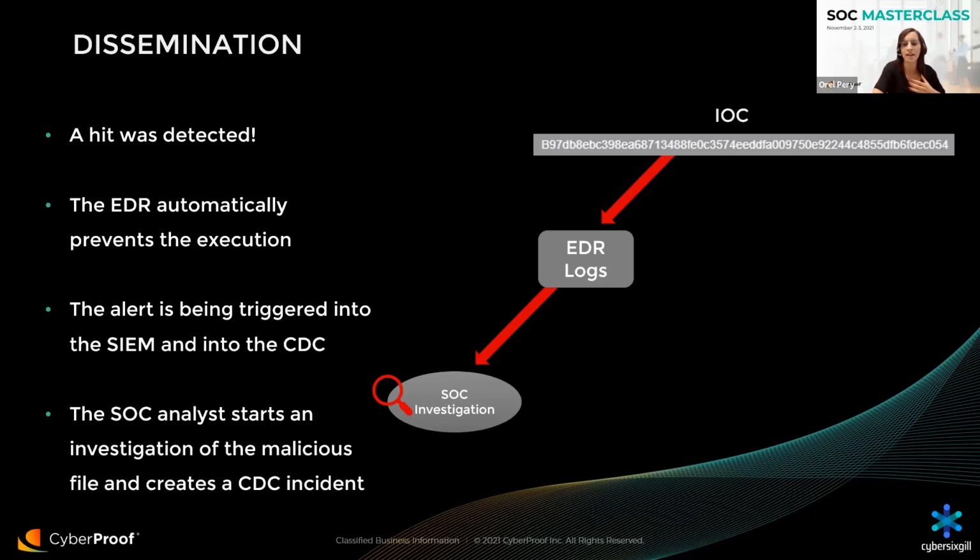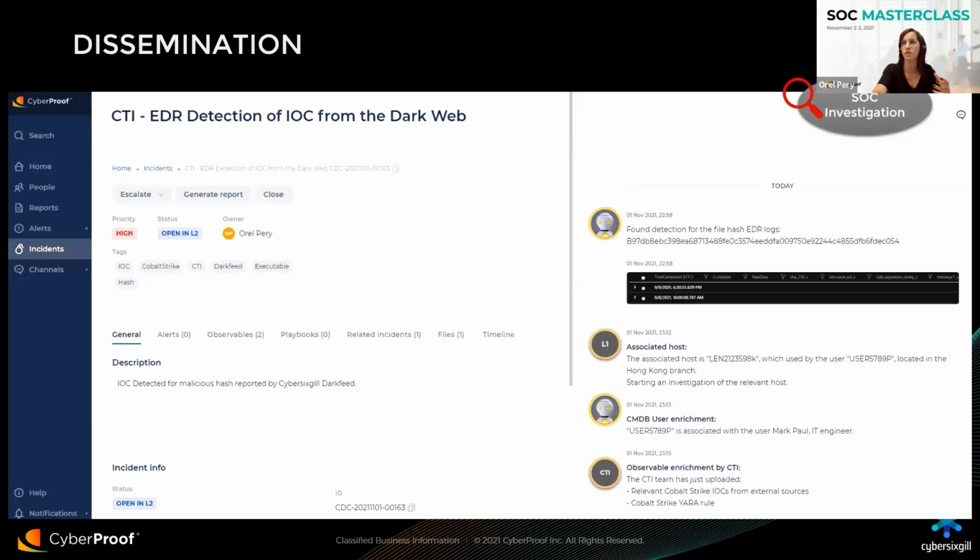In the next slide, what we are going to see is a screenshot from the CDC, the SOAR solution, and I will explain what we are seeing on this screen. As you can see, this is an incident named CTI EDR detection of IOC from the dark web. We see the priority, as you can see here on the left side of the screen. The priority is high. The status is open in L2, which is the relevant team.